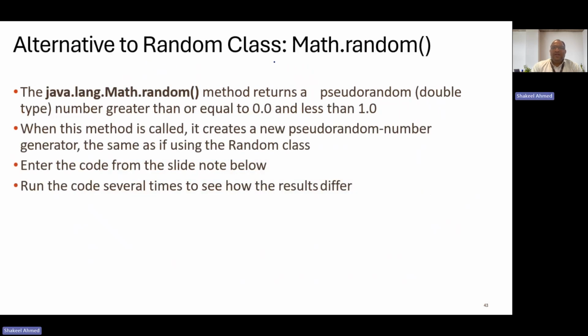An alternative to the Random class is Math.random, which is also available. For that, you can use java.lang.Math.random.